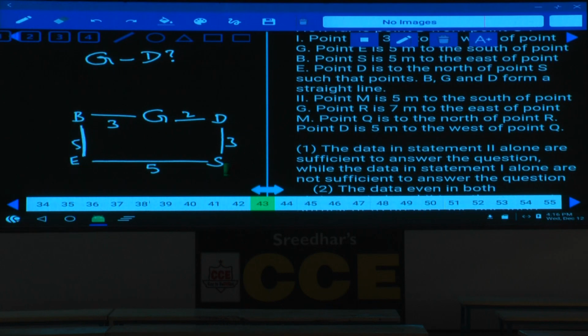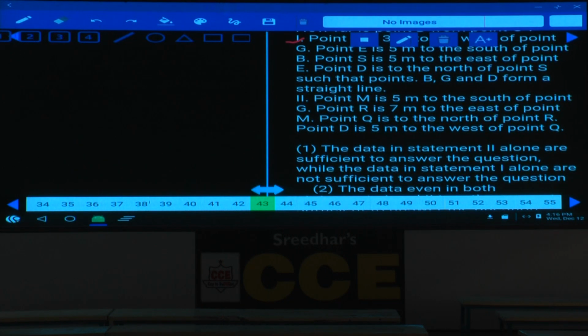Then coming to the second statement. Now in the second statement, what is given in this one? M is 5 meters to the south of G. G is here, and M is 5 meters to the south of G can be written like this. And R is 7 meters to the east of M.